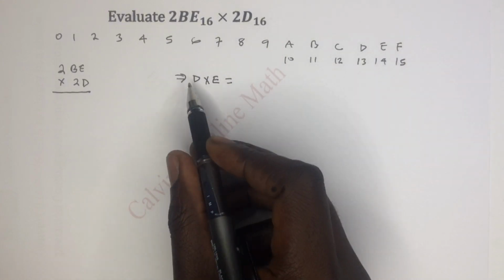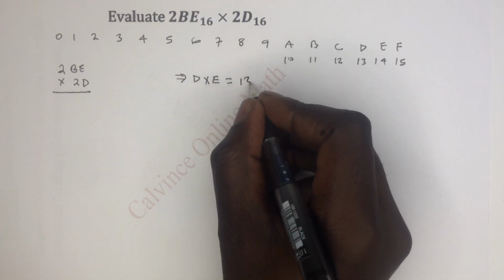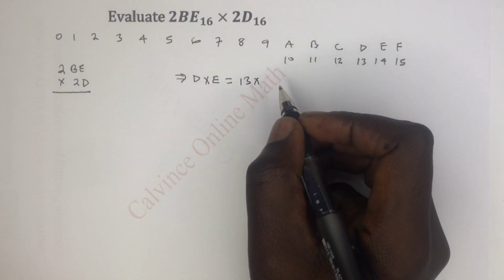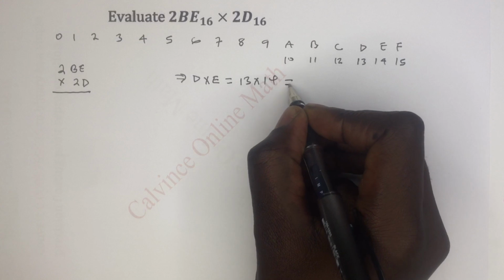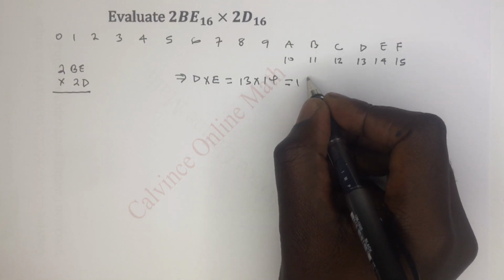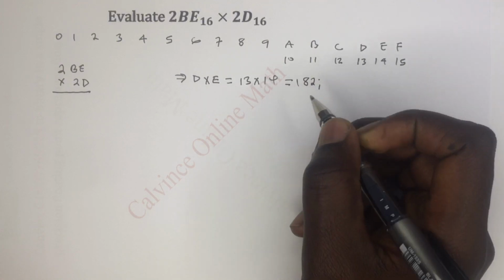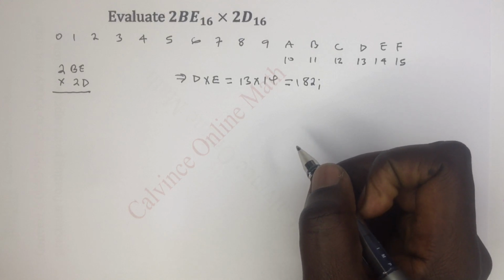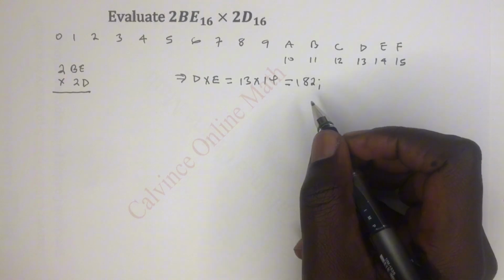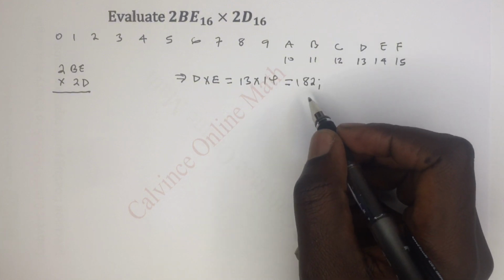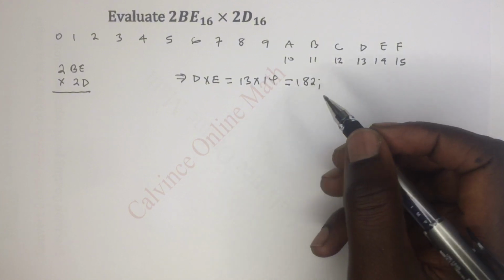According to this, D is 13, so we have 13 times E, and E is 14. If you multiply those, you get 182. And remember that 182 is a decimal number, so we have to convert it to hexadecimal by dividing by 16.